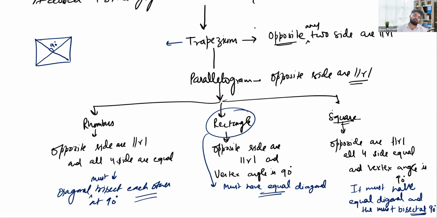Here is only the bisecting condition, here is only the equal condition, but in a square, it has the condition for both equal as well as 90 degrees. Okay, so please note it down.